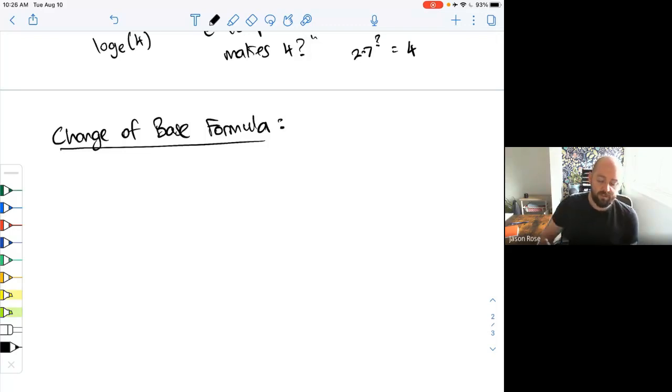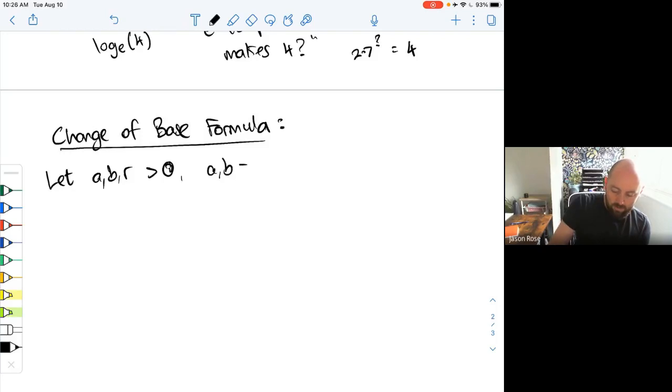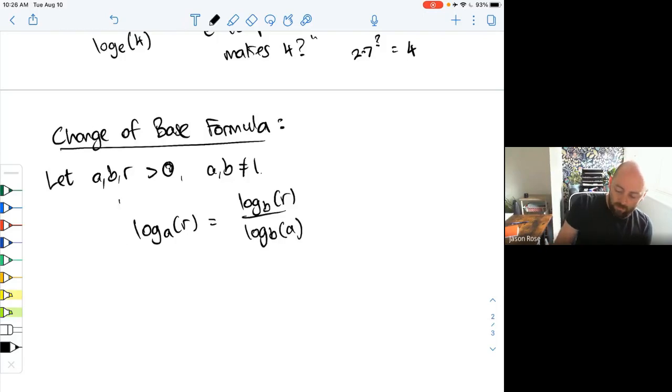Oh yeah, the change of base formula. So let's say we have a, b, and r greater than 0. A and b are not equal to 1. Then we have this formula. Log to the base a of r is equal to log to the base b of r divided by log to the base b of a.